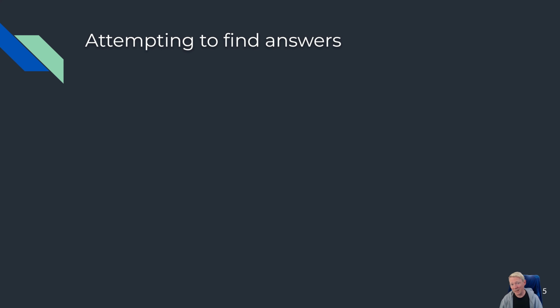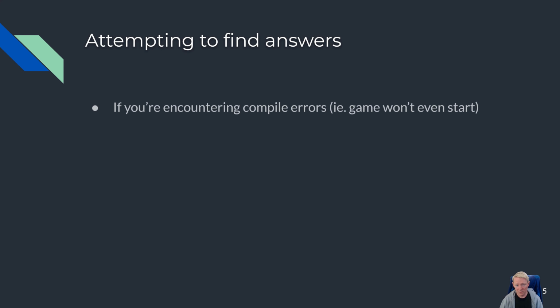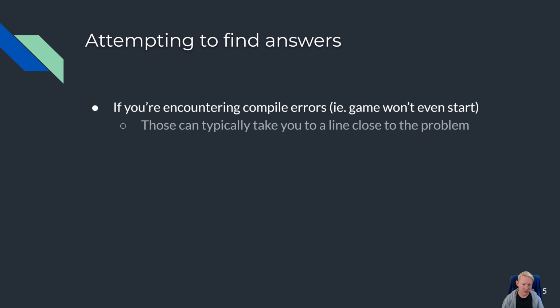Now, attempting to find answers yourself. If you're encountering compile errors, which we saw, I was creating some before by removing the semicolon. With these, your game's not even going to start. Those, as we saw, can typically take you to a line close to the problem. So you might be able to do that and then see what the particular problem is. But even if it's not immediately obvious, those will also have an error code.